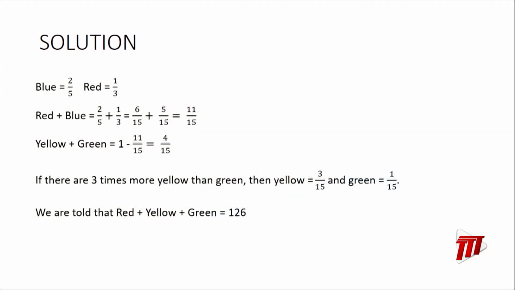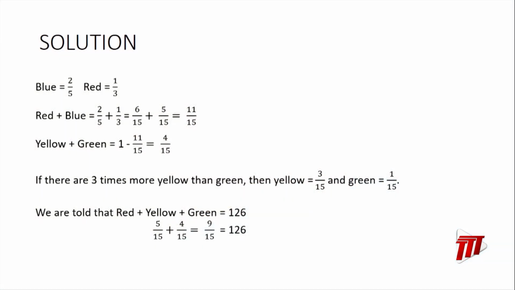Yellow and green is 4/15. Red is 1/3. So 1/3 plus my 4/15 is equal to 126. 1/3 is 5/15. Yellow and green, we got to be 4/15. So 9/15 is 126. Okay? Are we done? No. We want to find out how many yellow beads we have.